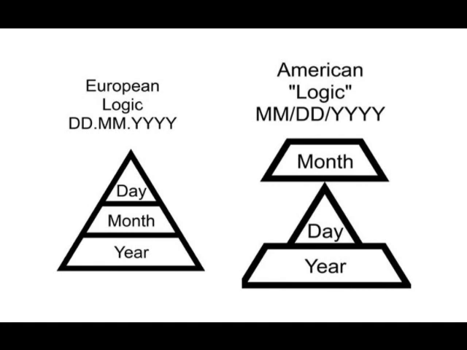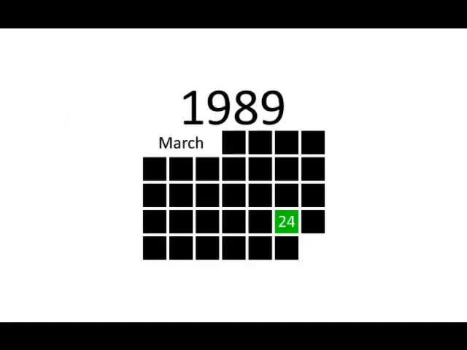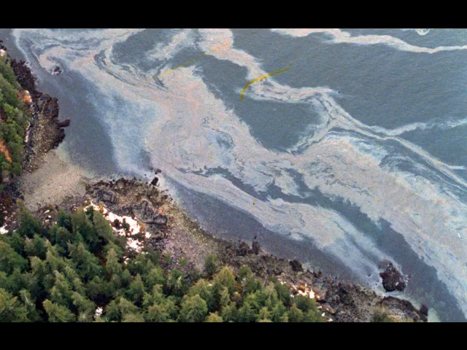Let's take a sample date. In the US, this would be called March 24th, 1989. In the rest of the world, or at least the English-speaking world, the terminology would be 24th March, 1989. Written out, it would look like this. This happens to be the day the Exxon Valdez ran aground, but that's not really important for our purposes.